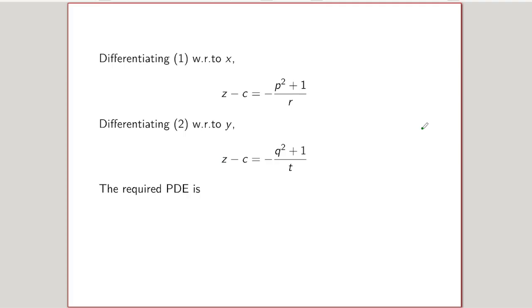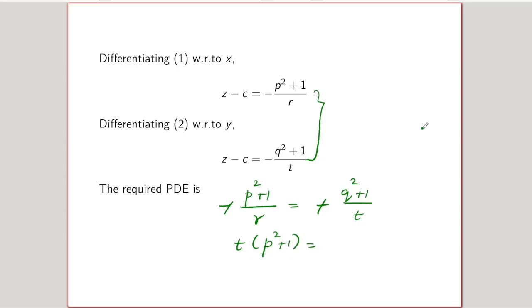So to find the required PDE, we are equating these two equations. Since the left hand side of the above two equations are the same, we are going to equate the right hand side. Minus (p squared plus 1) divided by r is equal to minus (q squared plus 1) divided by t. So minus and minus will get cancelled. You can write it as t into (p squared plus 1) is equal to r into (q squared plus 1).